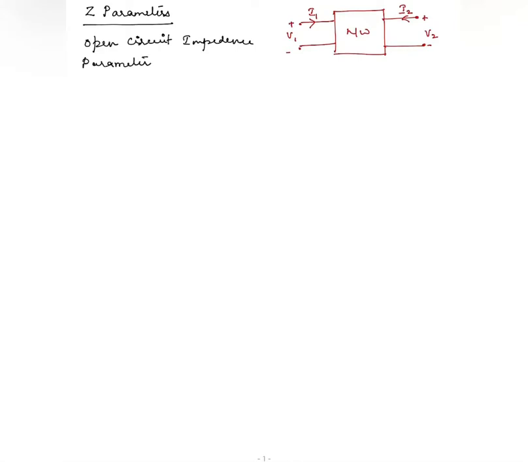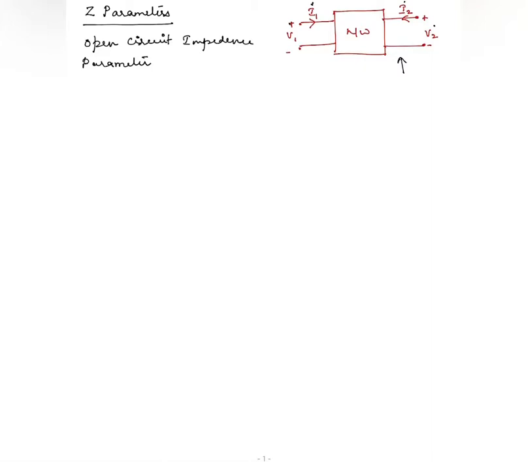Now let us take the example of the two-port network which is mentioned here. As you can see, you have the input current I1 flowing into the network. Even I2, by the two-port convention, is taken as flowing into the network. The input voltage is plus and minus V1, and the output voltage is plus and minus V2 here.